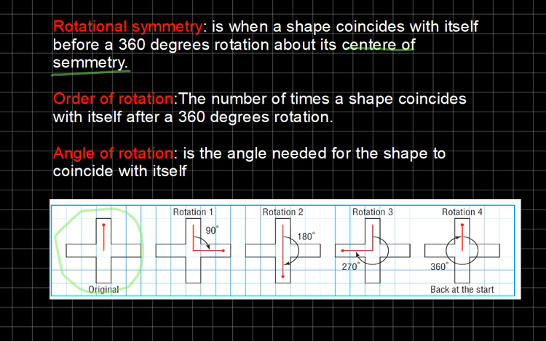So rotational symmetry is when a shape coincides with itself before a 360 degrees rotation about its center of symmetry. So if this is the center of symmetry, we want to see if this shape right here has rotational symmetry. If we took this shape and rotated it 90 degrees, going in this direction, which is clockwise.